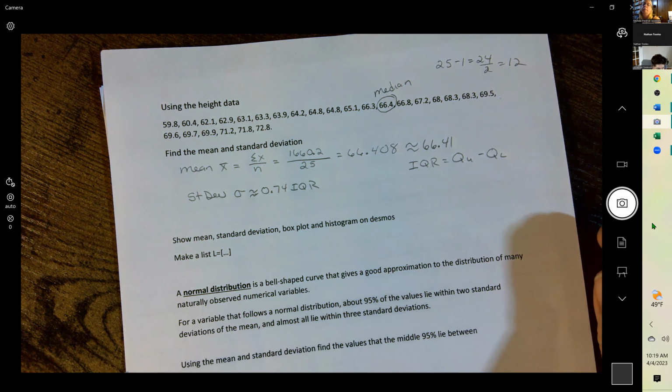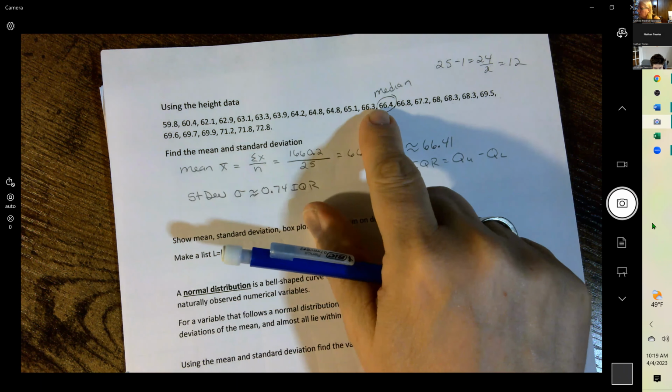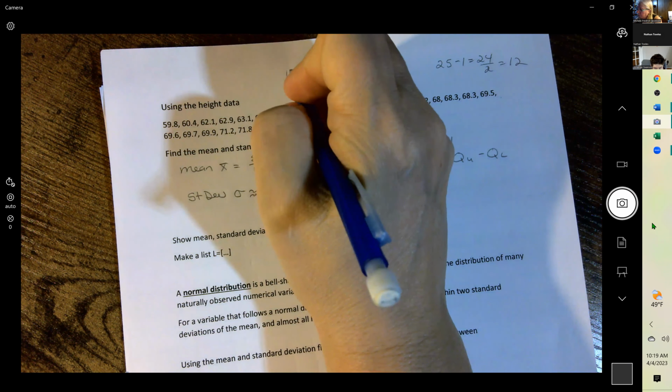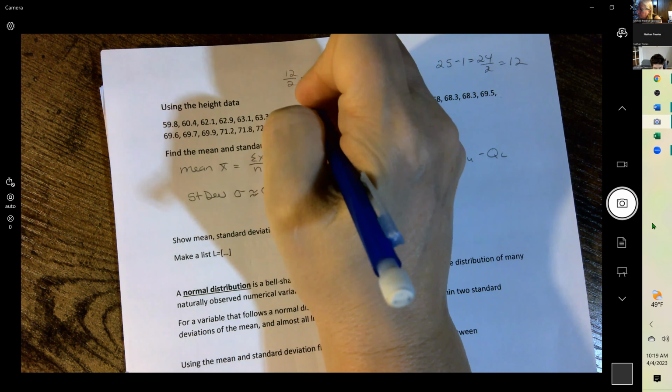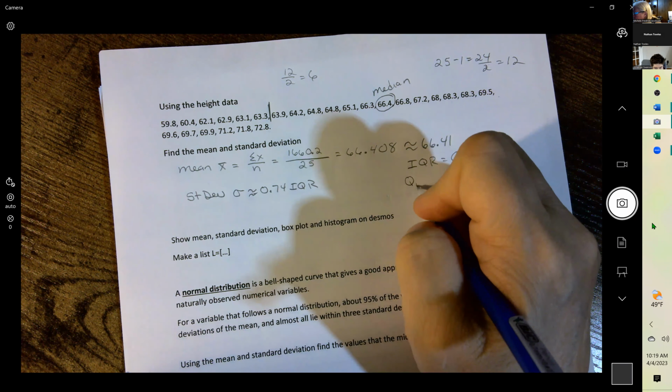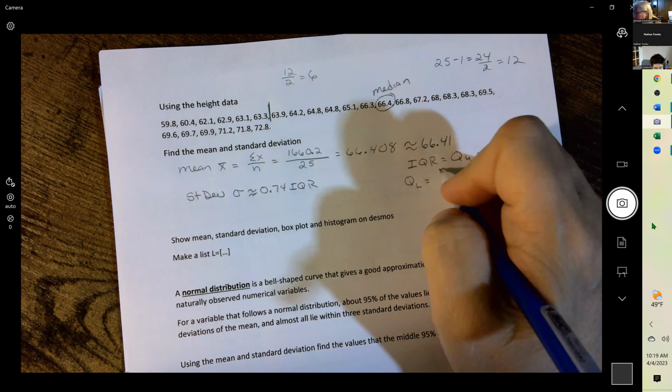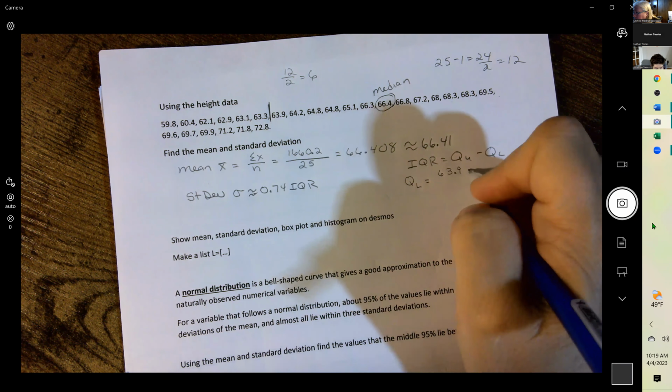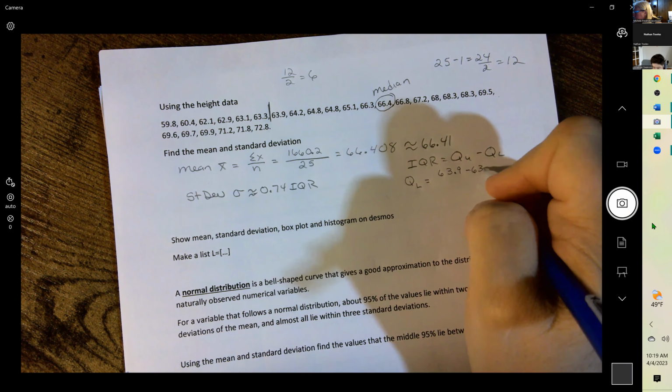The lower quartile is the median of the values below this value. Since there's 12 of them, 1, 2, 3, 4, 5, 6, right in the middle here. There'll be 6 on each side. So since it was an even value, we have to find the middle of the 2 middle values. So the lower quartile is 63.9 plus 63.3 divided by 2.